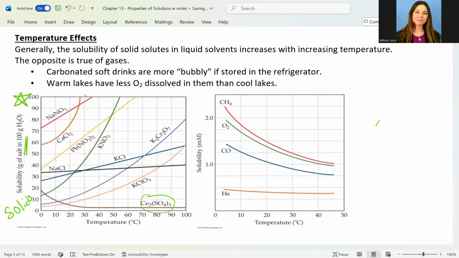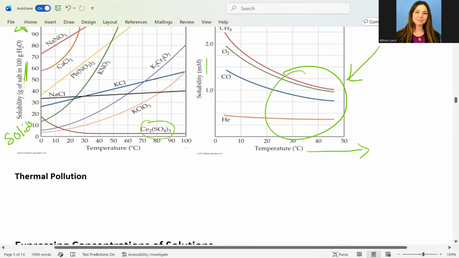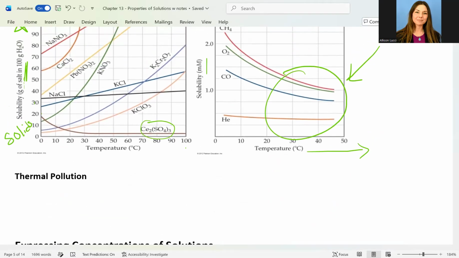And then over here, we're given our unit as just millimolar of gas in our solvent here. And as we increase temperature, so going left to right, we see a downward trend in solubility. So salts and solids tend to get more soluble with increase in temperature, but gases, we would see a decrease in solubility.